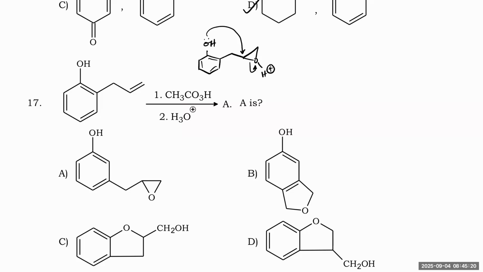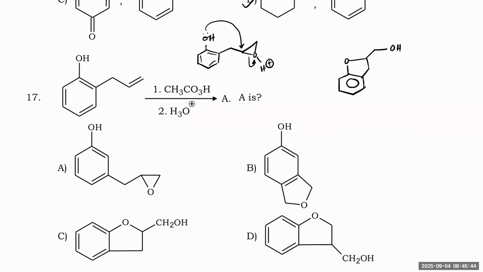Now what is the ring size here? 1, 2, 3, 4, 5. So a 5-membered ring will happen here, like this with oxygen. And where the carbon is attacked here, it has one more methyl group on it with the OH group here. So this is a product that should be expected. Is that clear? So which one is that? C option.